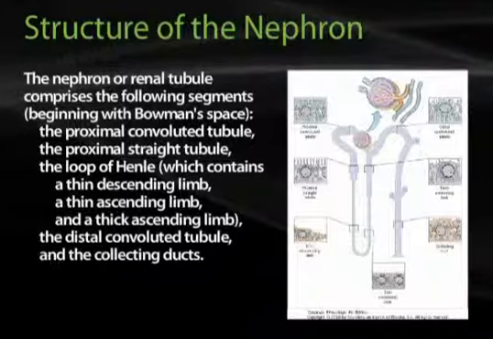The nephron or renal tubule comprises the following segments, beginning with Bowman's space: the proximal convoluted tubule, the proximal straight tubule, the loop of Henle, which contains a thin descending limb, a thin ascending limb, and a thick ascending limb. The distal convoluted tubule is next, and finally the collecting ducts. This is outlined in Figure 6-2 as well as Figure 6-3 on page 238. Each of these segments has unique functions, and the cellular structures are particular to those unique functions.